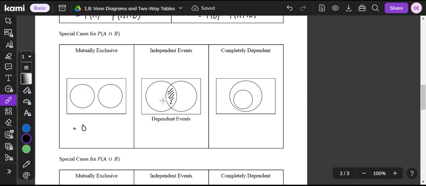Okay, now we have our normal picture. And for dependent events, the formula is the same as the one I gave you before. So we're going to take the two probabilities, add them up, and then subtract A union B. But for independent events, the formula is actually a lot nicer. So independent events, remember, that's when two events do not impact each other.